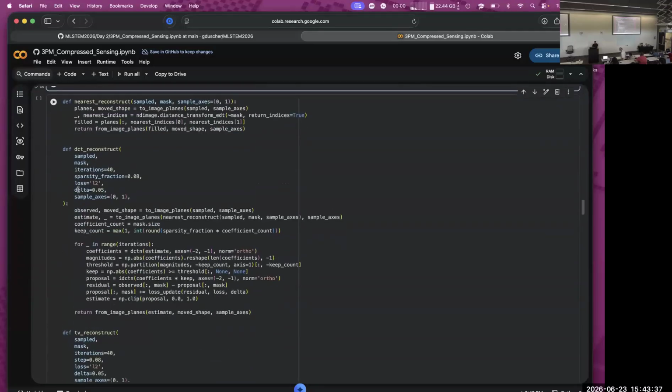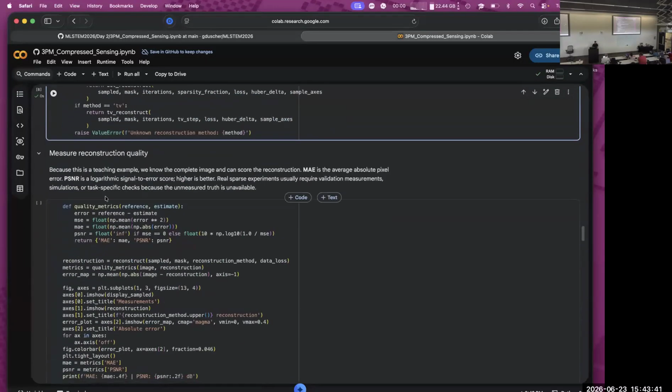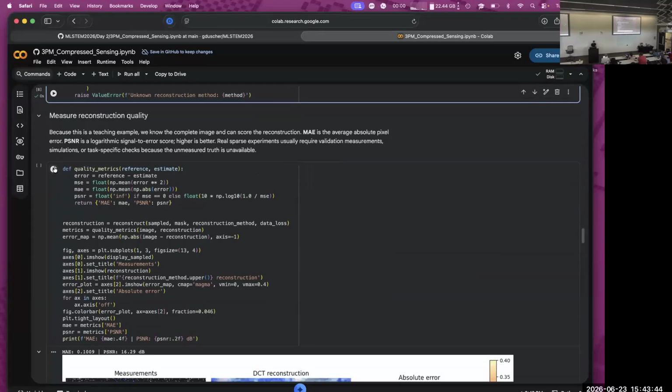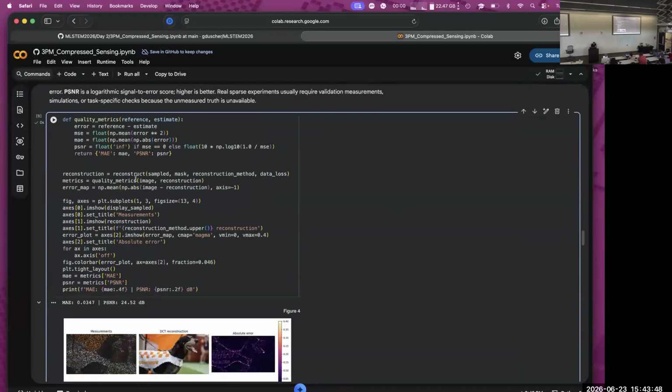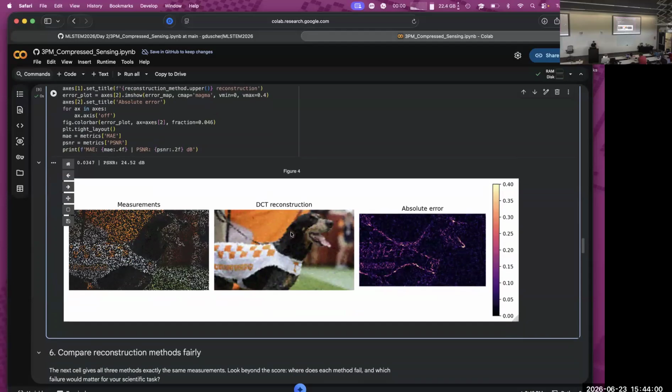So we'll define some more helper functions and do a reconstruction. This is the DCT reconstruction, and you can set that at the beginning of the notebook and work down through it again. Just run all of those cells. You can do the TV reconstruction or whatever you like.